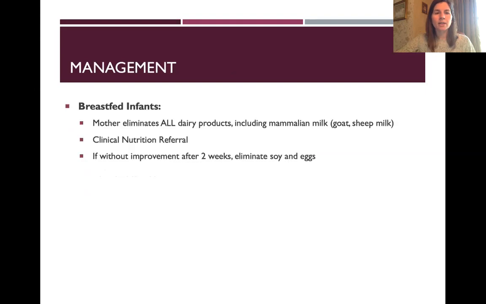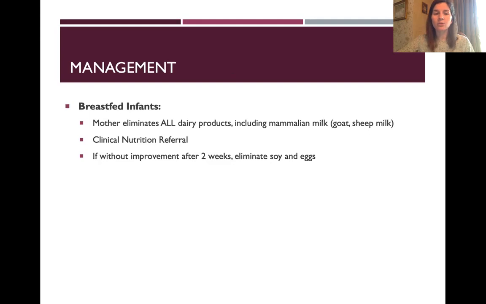And then management, I'll break it down for the management of breastfed infants and for formula-fed infants. For the breastfed infant with milk protein proctocolitis, the treatment is really an elimination diet that the mother needs to do, where the mother eliminates all dairy products, including all types of mammalian milk, not just cow's milk, but goat's milk and sheep milk as well.